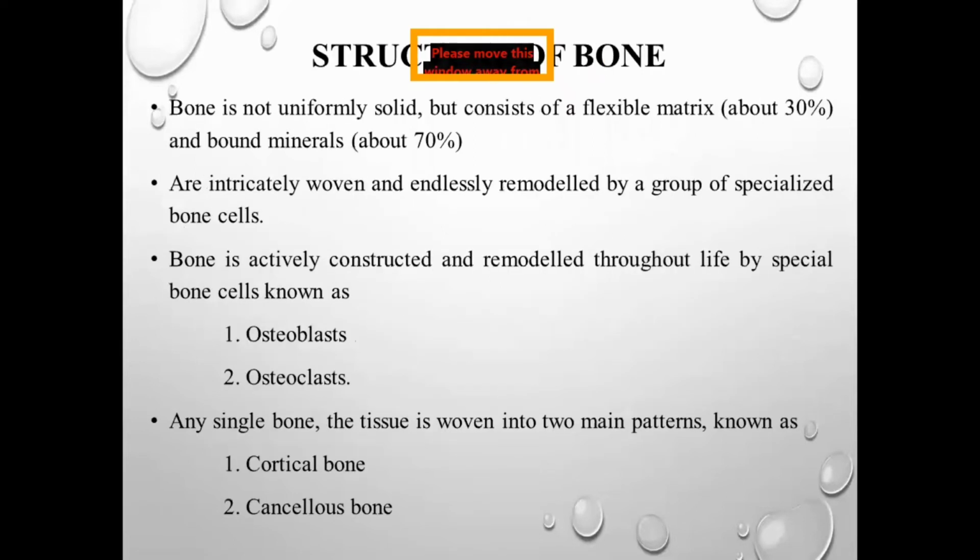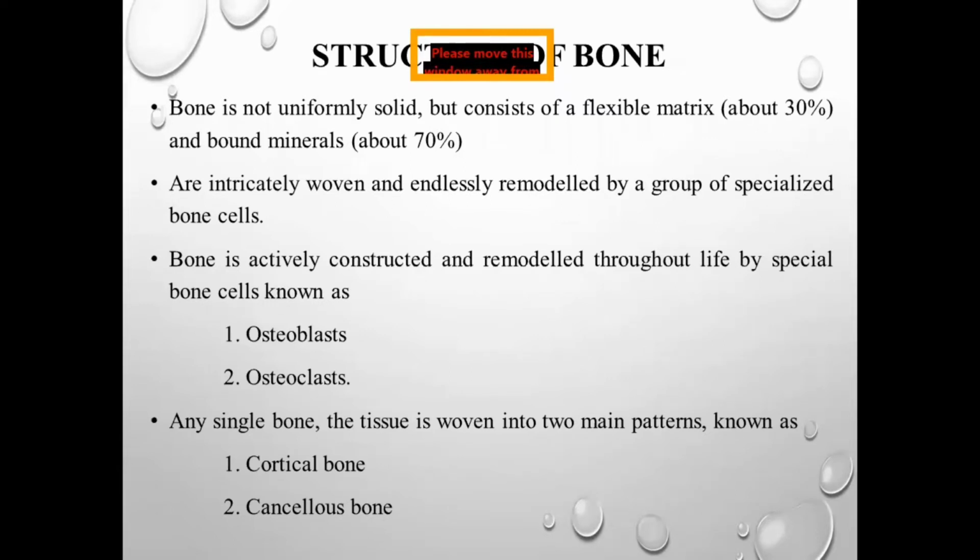Then the structure of bone. Bone is not uniformly solid, but consists of a flexible matrix, about 30% in the bone, and bound minerals, about 70%. When you take the LS, longitudinal section of your bone, you can find the flexible matrix present inside is going to be 30%, and the minerals, which are very important and form the bone, are going to be around 70%.